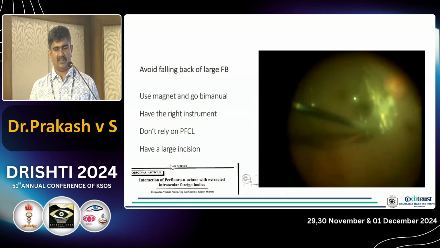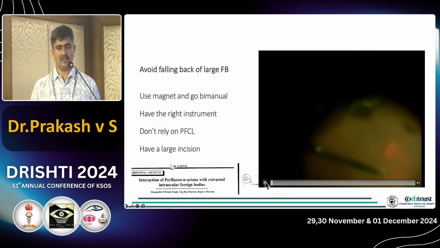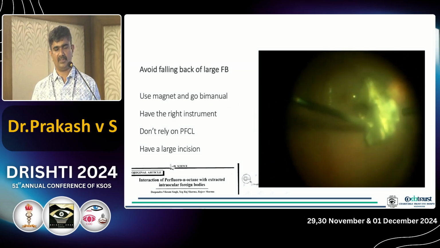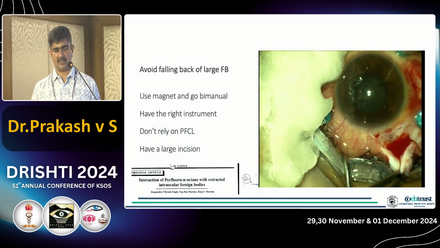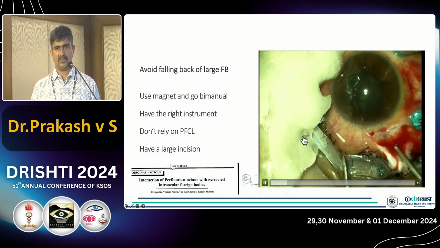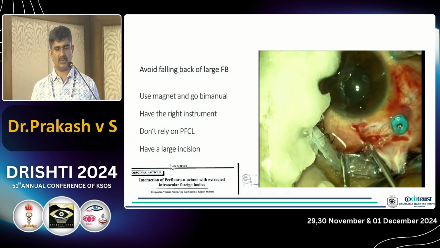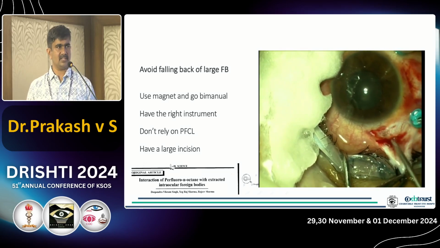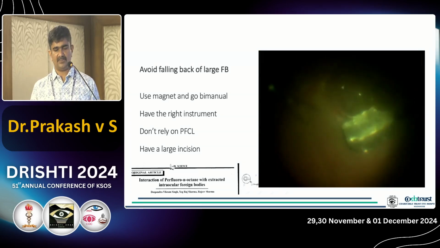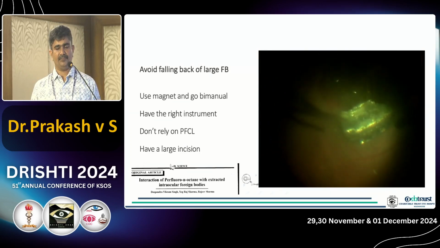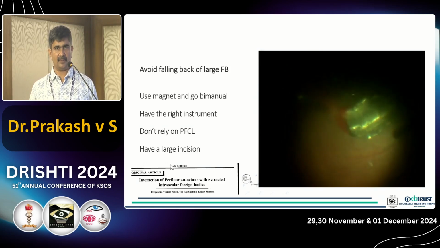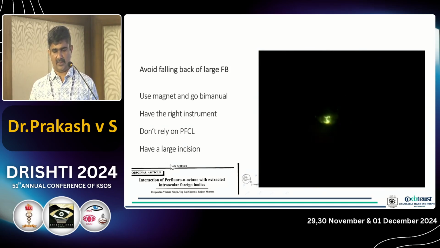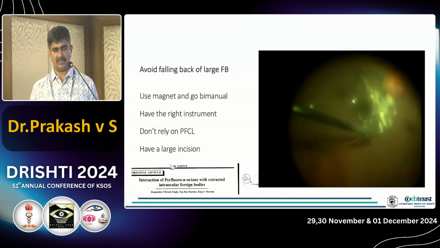I don't know how these foreign bodies lodge themselves in the suprachoroidal space without causing damage. So this also can happen, and as I told earlier, it is very important to avoid falling back of large intraocular foreign bodies. Go bimanual, use a magnet as much as possible, and always have the right instrument. Don't think PFCL is a solution when a foreign body falls back. Studies have shown that the velocity inside PFCL and saline is the same. So if you have a very large foreign body, the best option is to use silicone oil. Do a fluid air exchange, put silicone oil, and remove it under silicone oil, because inside silicone oil the velocity is very less and it does not cause damage.